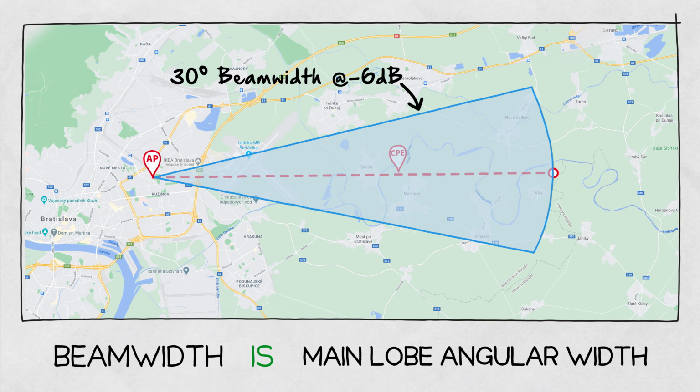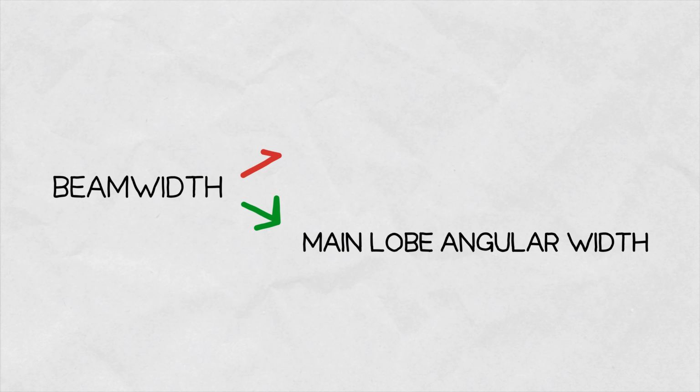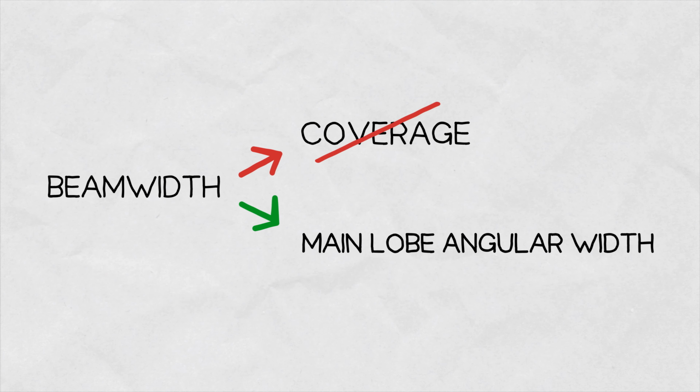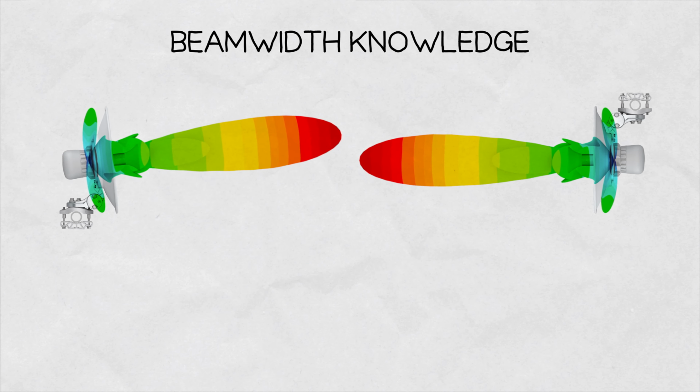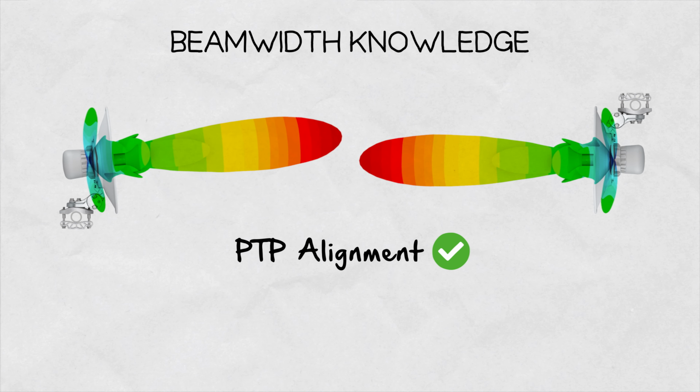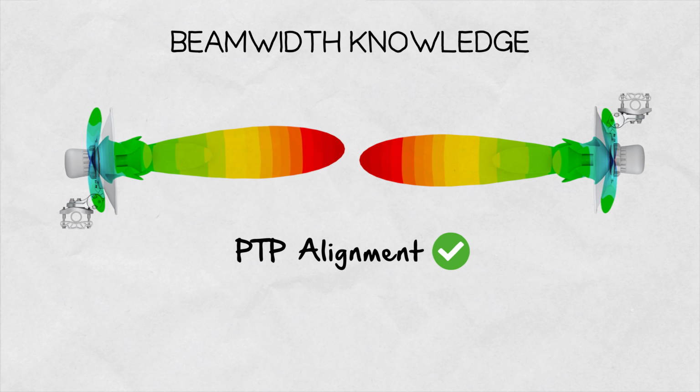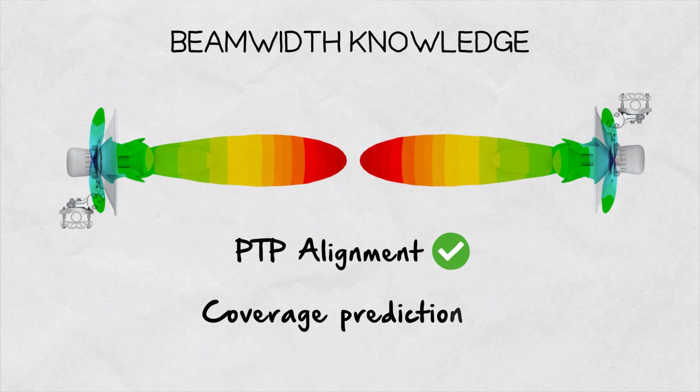Beam width defines the angular width of antenna main lobe -3 or -6 dB below the maximum gain. Despite the beam width and coverage being connected, it is a huge oversimplification to consider them the same thing. While the knowledge of the beam width is helpful when aligning point-to-point links or deciding what application is an antenna good for, it will definitely lead to misleading results if you rely on it for coverage prediction.